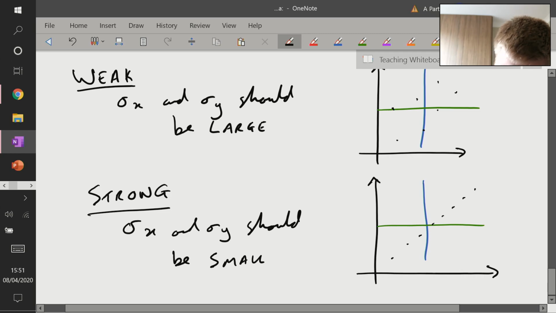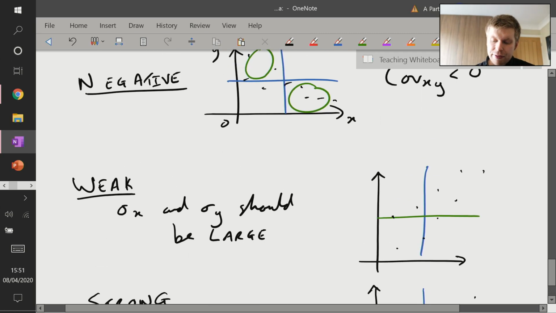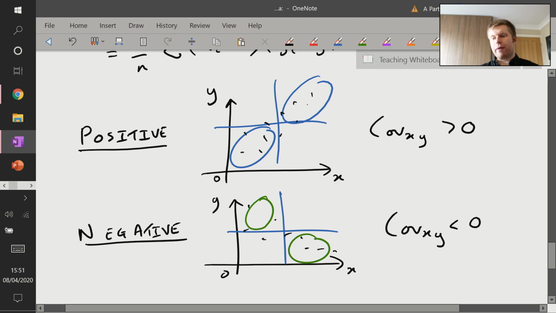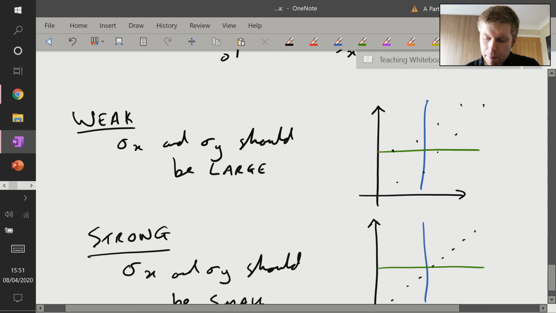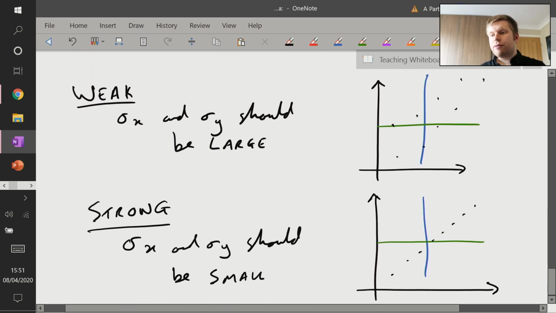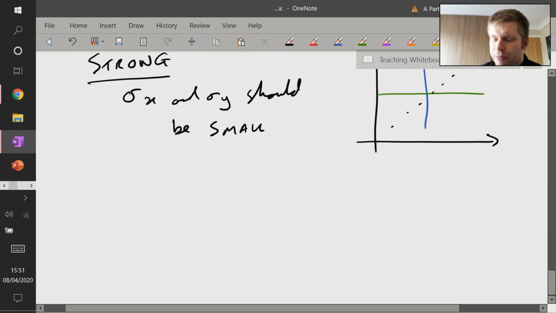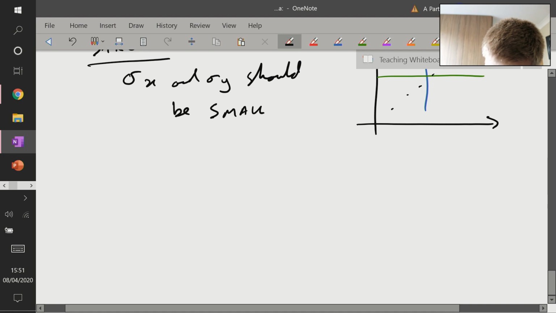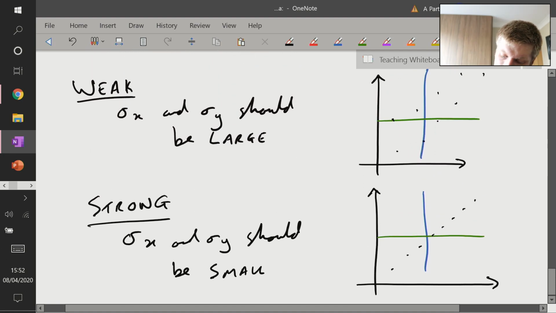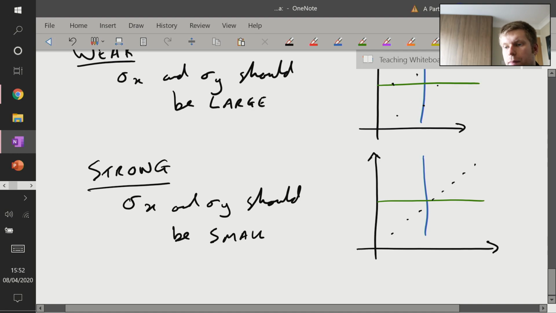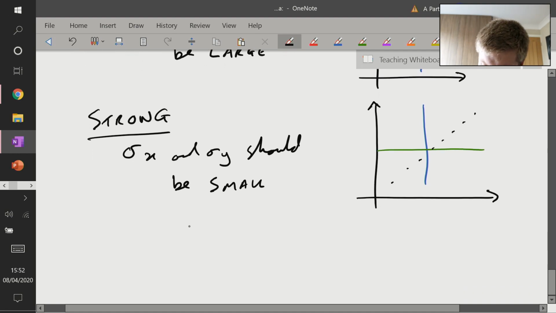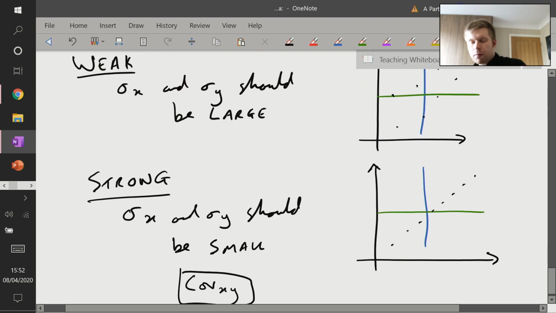So this is a really important and fundamental idea. I have the idea that covariance tells me whether my data is positively correlated or negatively correlated. But then I also have the idea that the standard deviation tells me how strong or weak my correlation is going to be. For strong correlation, my standard deviation is going to be quite small, and in actual fact, it's going to be very, very similar to the covariance of X and Y. For weaker correlation, my standard deviation should be much, much larger.